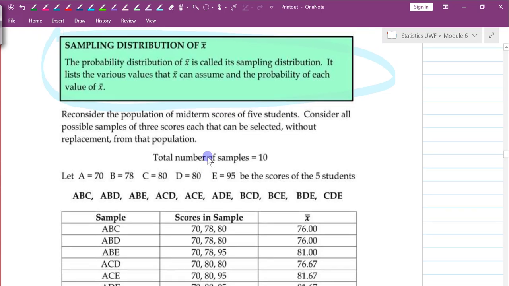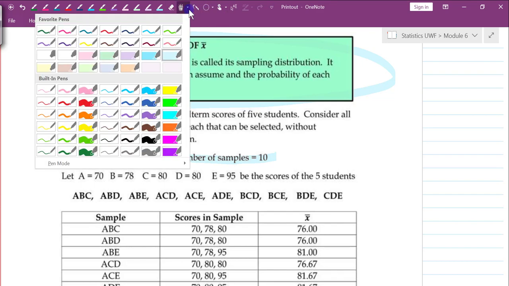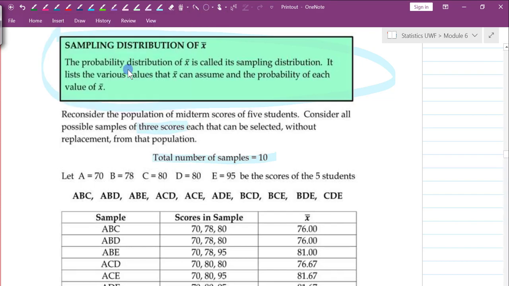So explaining this again, reconsider the population midterm scores of the 5 students. Consider all possible samples of 3 scores each that can be selected without replacement from that population. So I have 5 students. If I'm going to choose 3 scores each, that gives me total possible outcomes of 10. Okay, 10 different combinations.